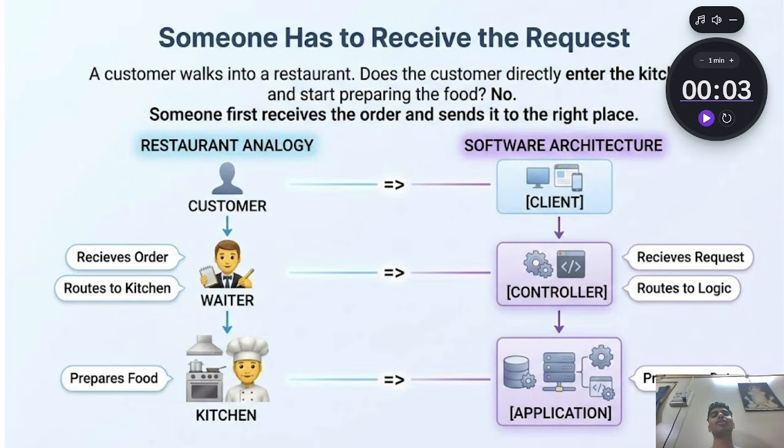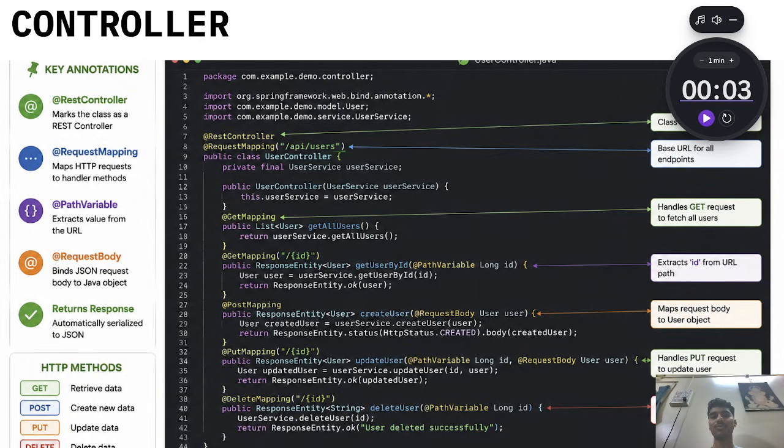For example, now imagine someone has to receive the request, right? Like, for example, a restaurant analogy. A customer enters a restaurant and he doesn't directly go to the kitchen to have a particular order. He orders it from the waiter. And in Spring Boot, this order is taken by the controller here. For example, let's move on forward.